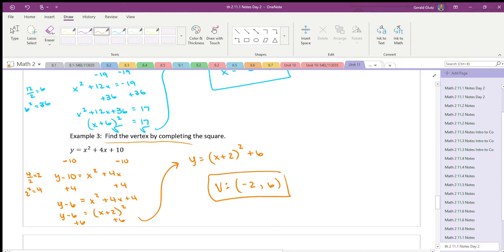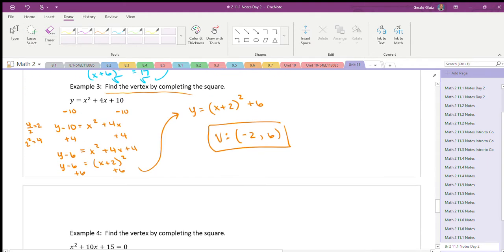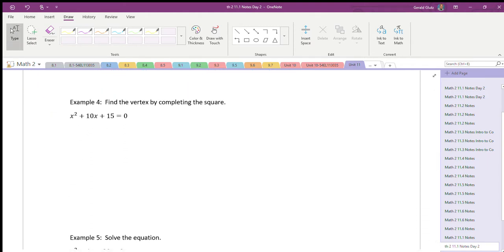So that's how you find the vertex by completing the square. It's almost the same thing as when you're solving for x by completing the square. It's just you don't have to do as much work. So moving on to the next page, we're going to find the vertex by completing the square. Same thing that we just did.